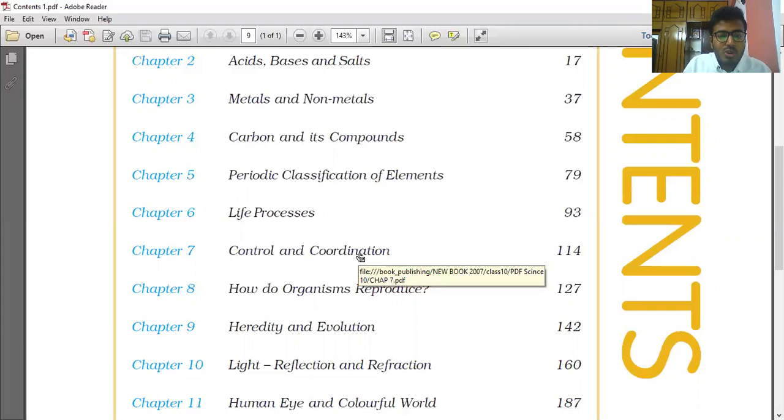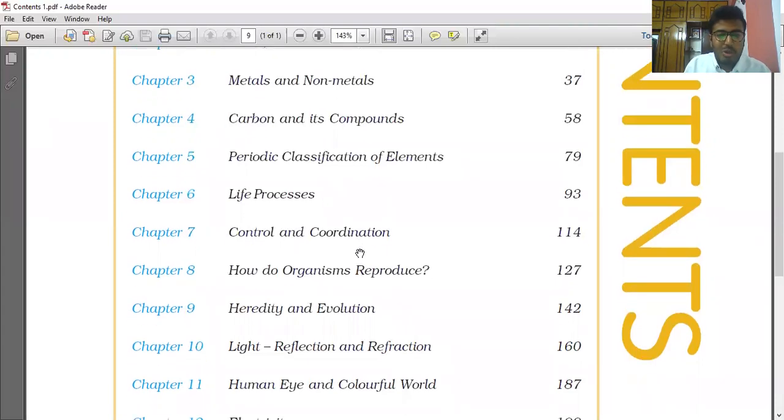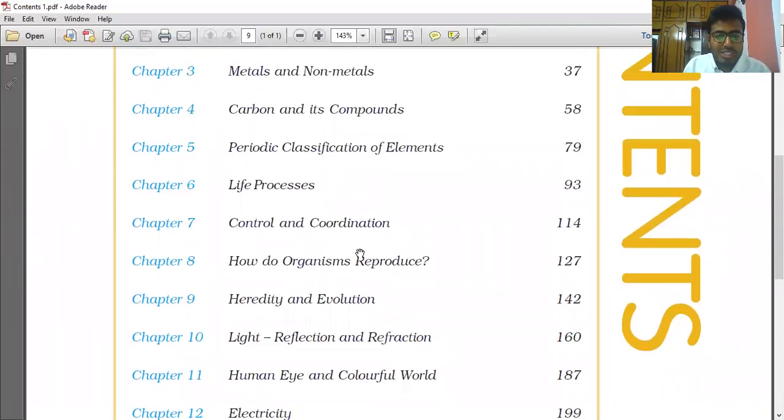Okay, अब कभी भी कोई भी गर्म चीज को आप हाथ लगाते हो, तुरंत आप हाथ ऊपर ले लेते हो. Now why are you doing all that? Okay, about that we'll be discussing in this control and coordination chapter.